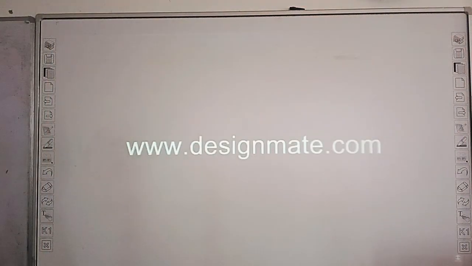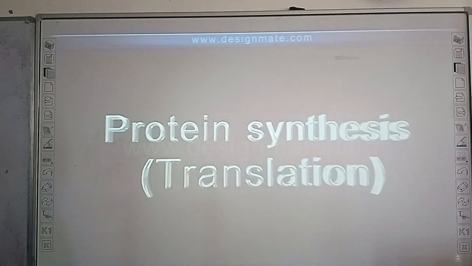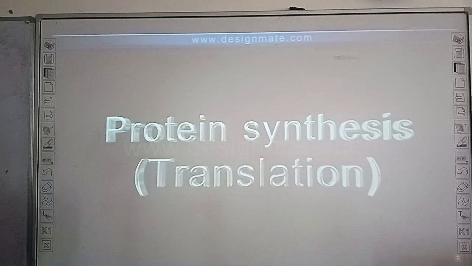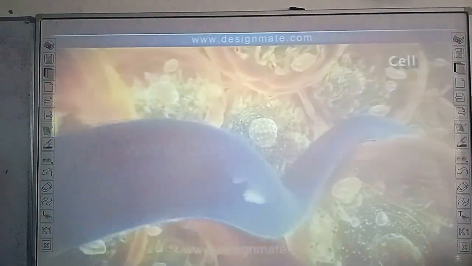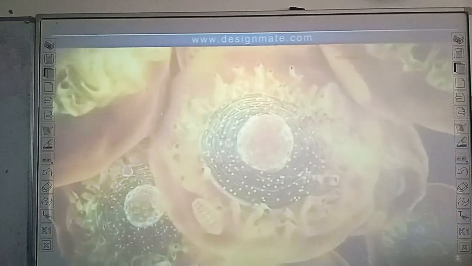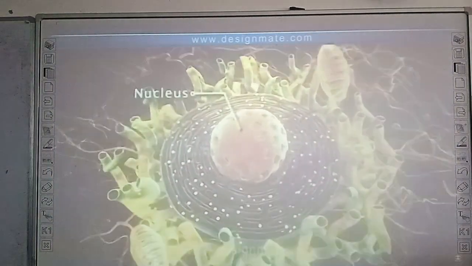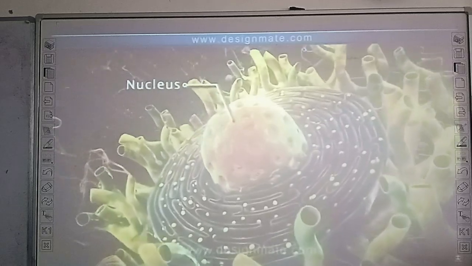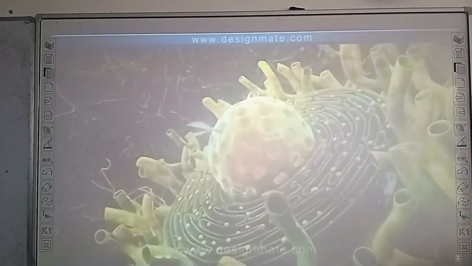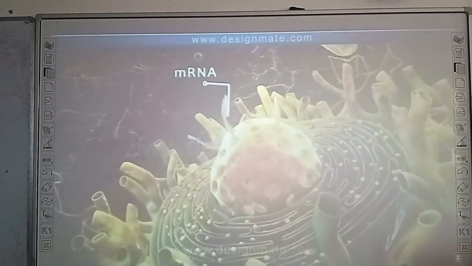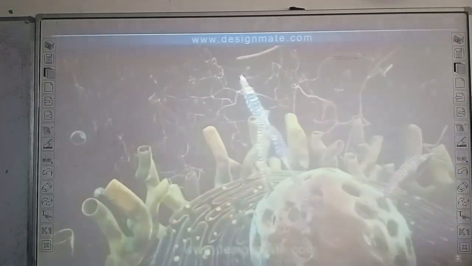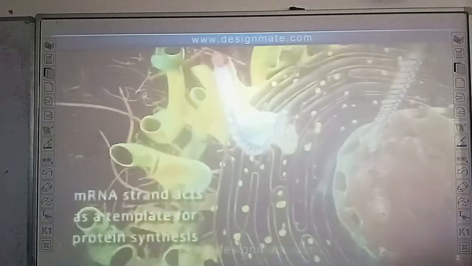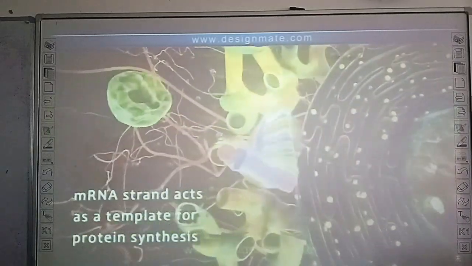Protein synthesis translation. Inside the body, the process of translation occurs within every single cell. Each cell has a nucleus. After transcription, mRNAs move out of the nucleus and enter the cytoplasm. This mRNA strand acts as a template for protein synthesis.